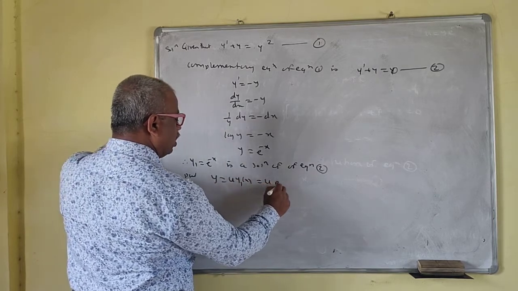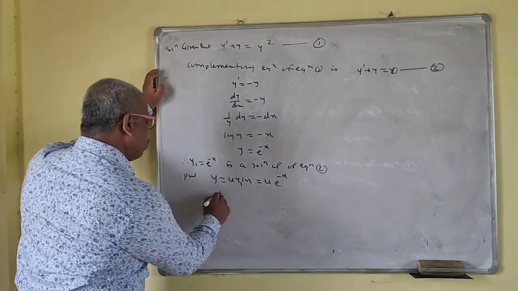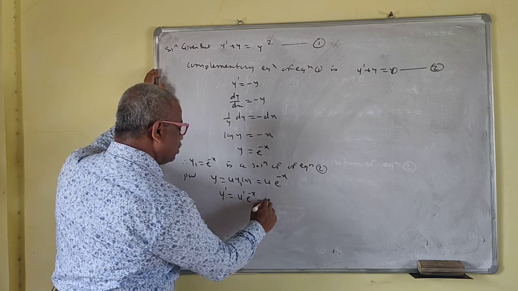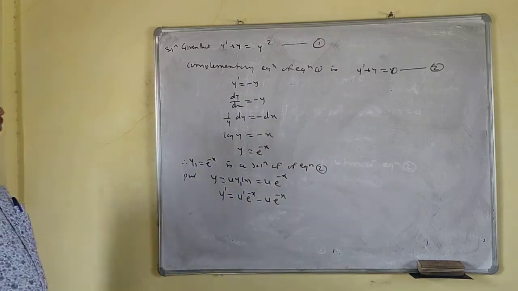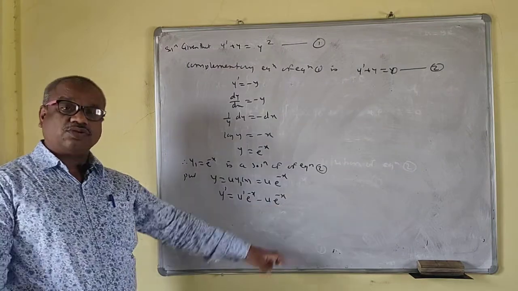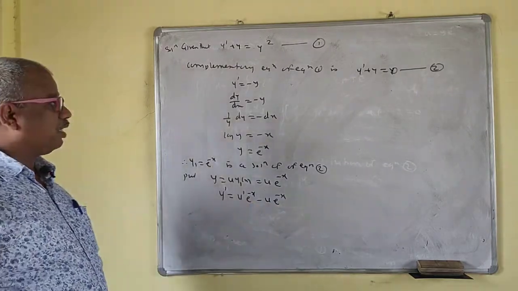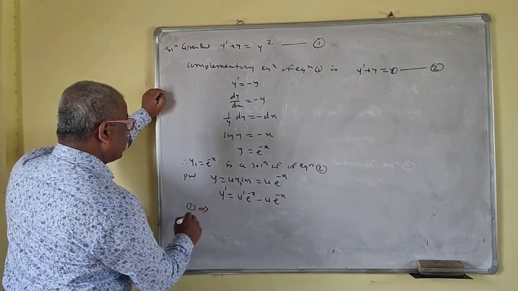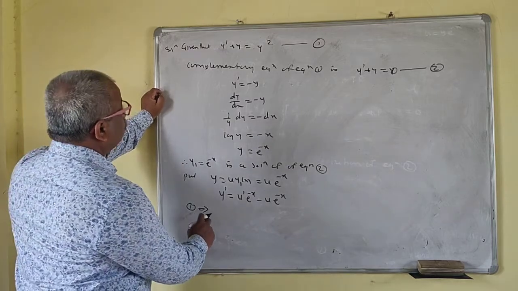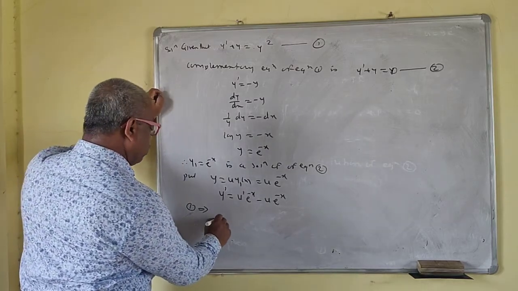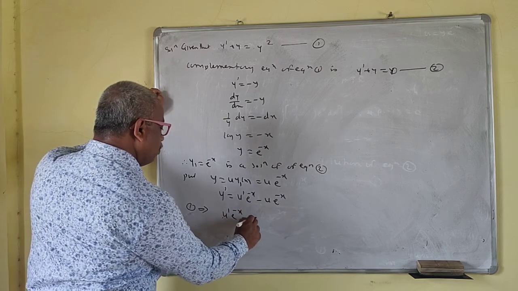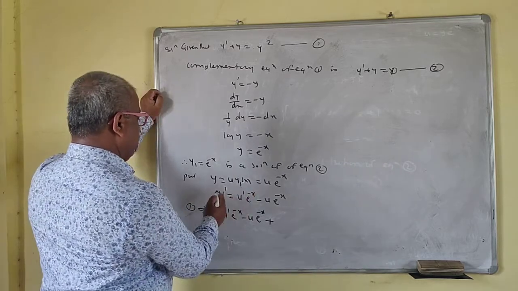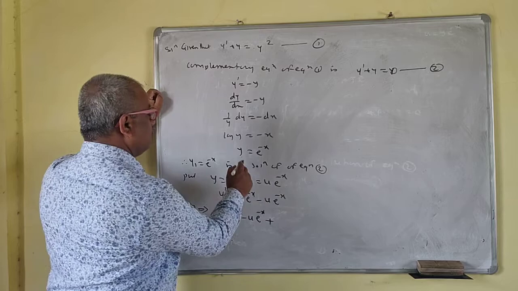Okay, so put y is equal to u y1 of x. So that is u e raised to minus x. Okay, so now y prime is equal to u prime e raised to minus x minus u e raised to minus x, because the derivative of e raised to minus x is e raised to minus x into the derivative of minus x, which is minus 1. So therefore this is minus 1. Okay, now 1 implies. So we have to put this in 1.